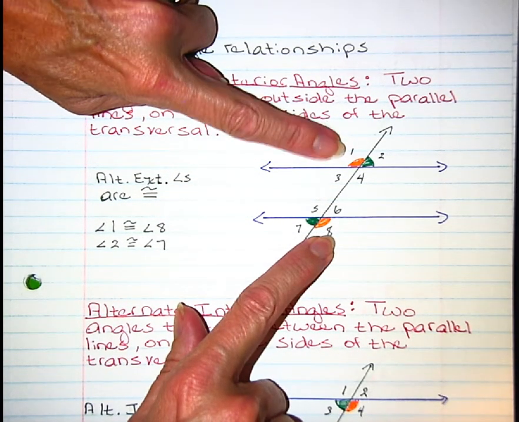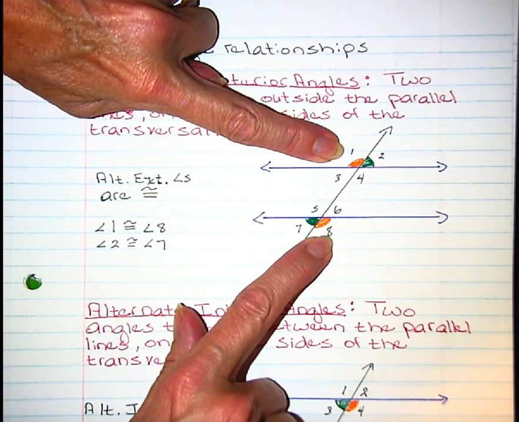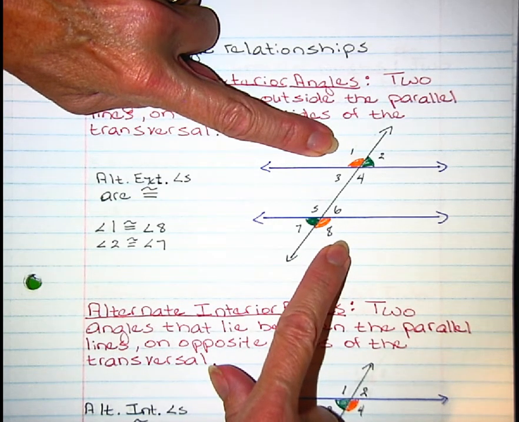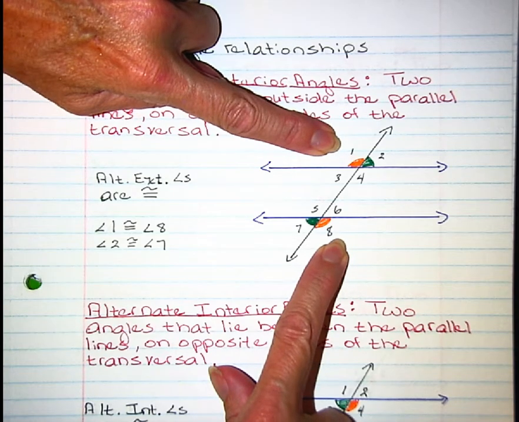Now I've color coded them here. The orange angles, 1 and 8, those are on alternate sides. 1 is on the left, 8 is on the right, and they're both on the outside of my parallel lines. They're alternate exterior angles.